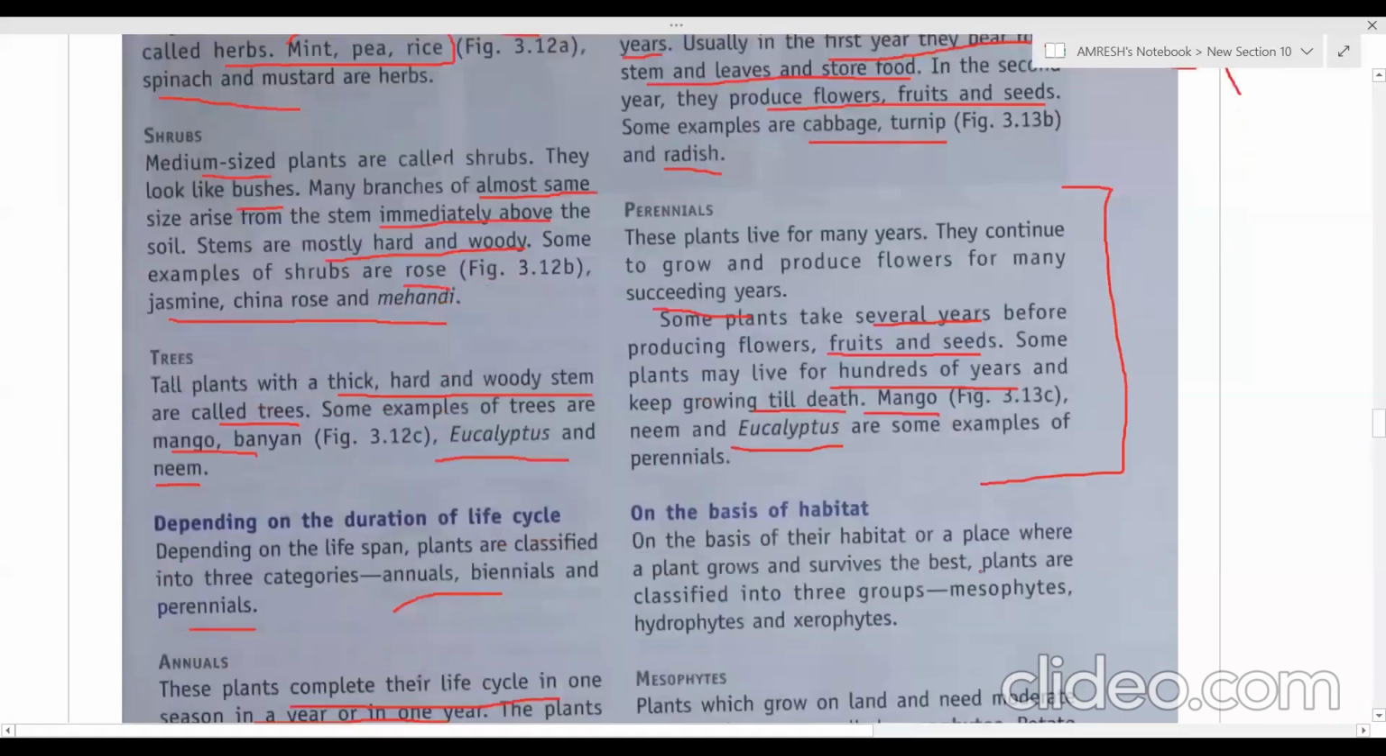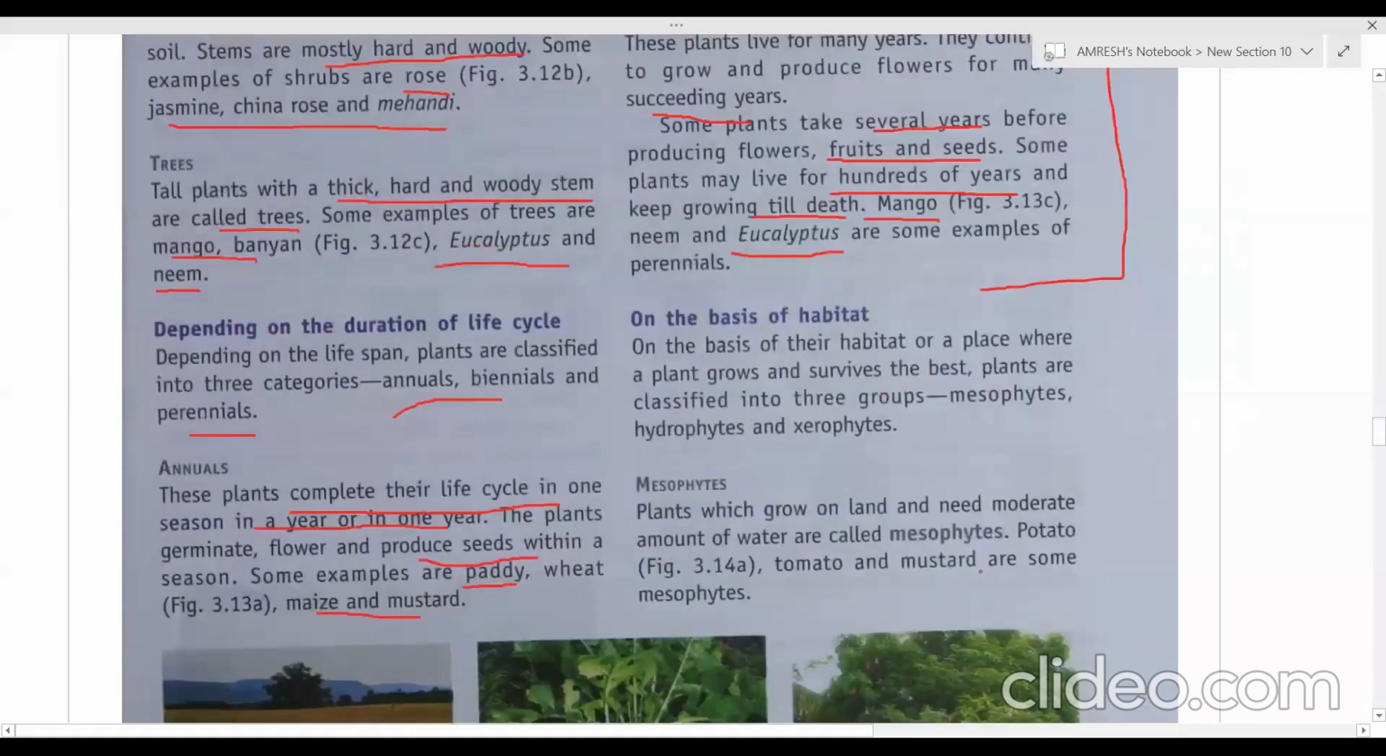On the basis of habitat. Size over, life cycle over. Now on the basis of habitat. See, examples you have to write and remember. There is no other alternative for remembering examples. On the basis of habitat, or the place where the plant grows and survives best, the plants are classified into three groups.